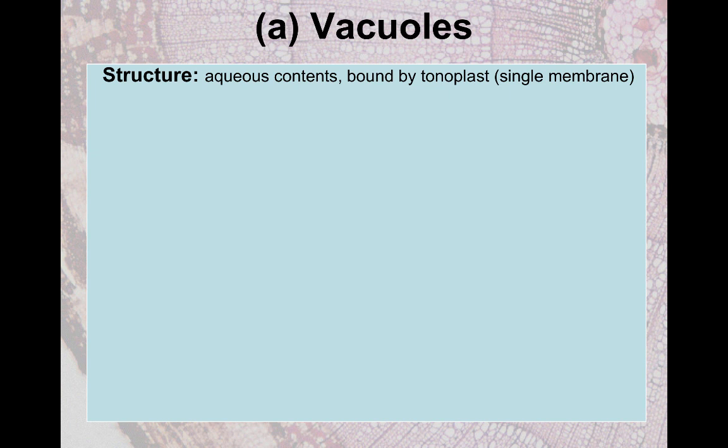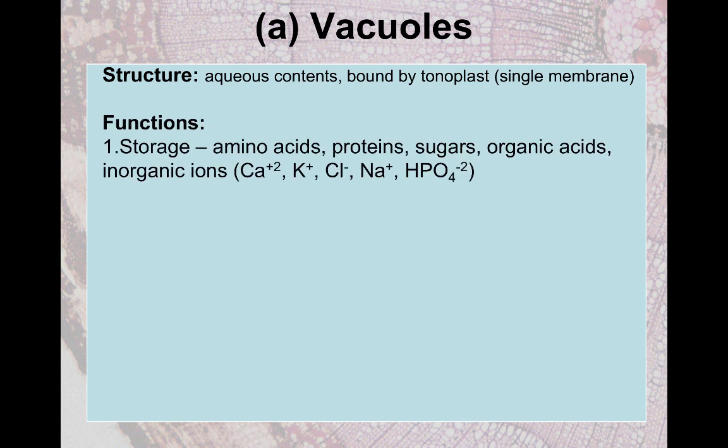So vacuoles have aqueous contents. That means that most of the stuff in them is soluble in water, and they're bound by a tonoplast, which is a single membrane. They have many functions. One of the main functions is storage, and they store amino acids, proteins, sugars, organic acids, and inorganic ions.